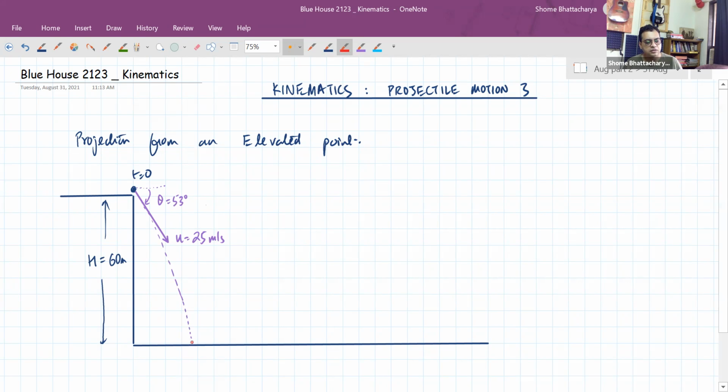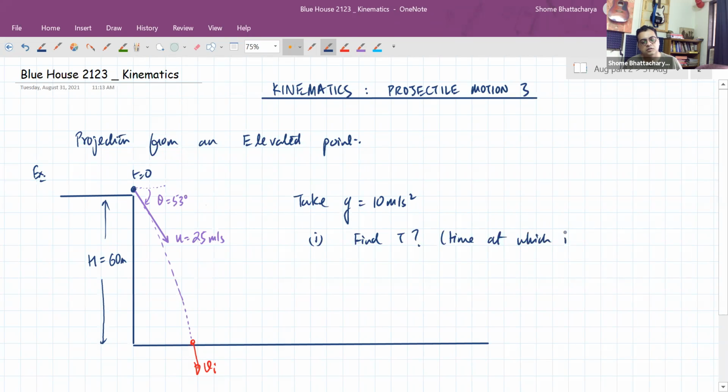And at some time t, it impacts the ground. So what we want to do in this example is, taking the value of g as 10 meters per second square, we want to first of all find out capital T, the time at which it impacts on the ground.